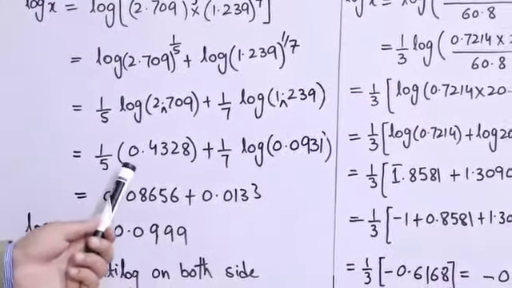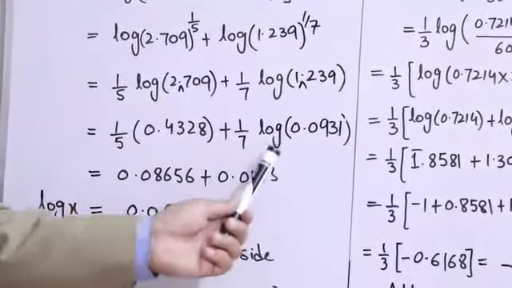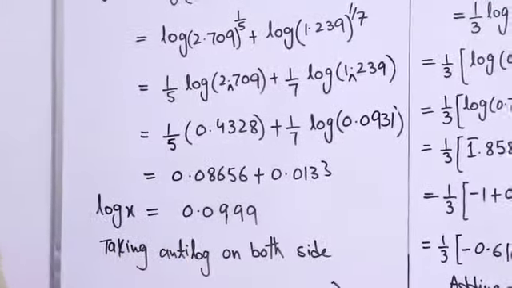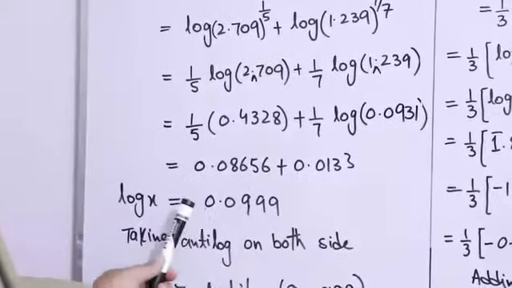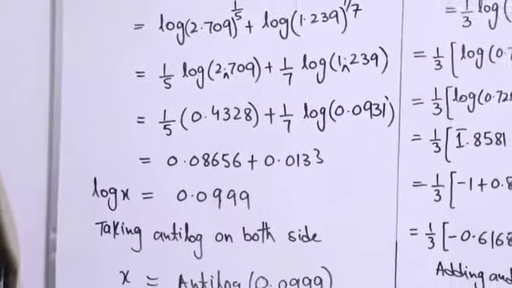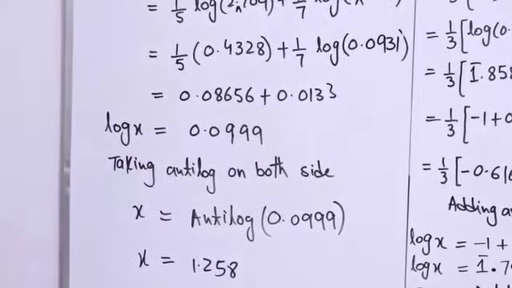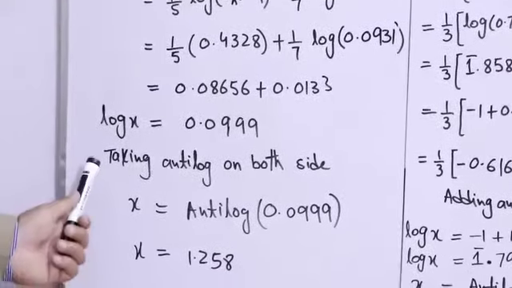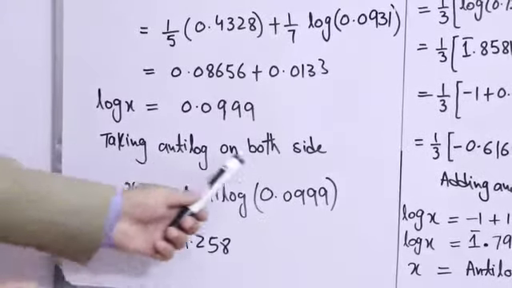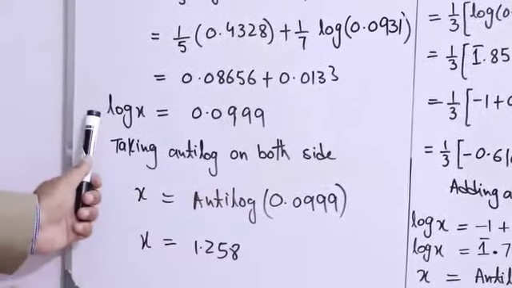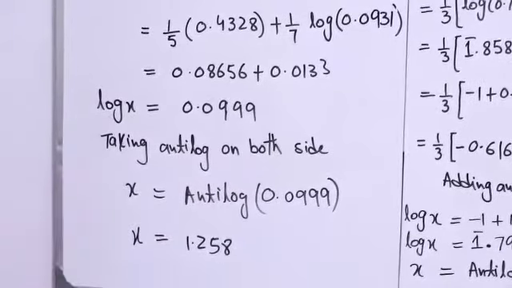After dividing this by 5, dividing by 7, we have these values, and after simplification we have 0.0999. Now we have to take the anti-log. So taking anti-log on both sides, anti-log and log cancel out with each other.